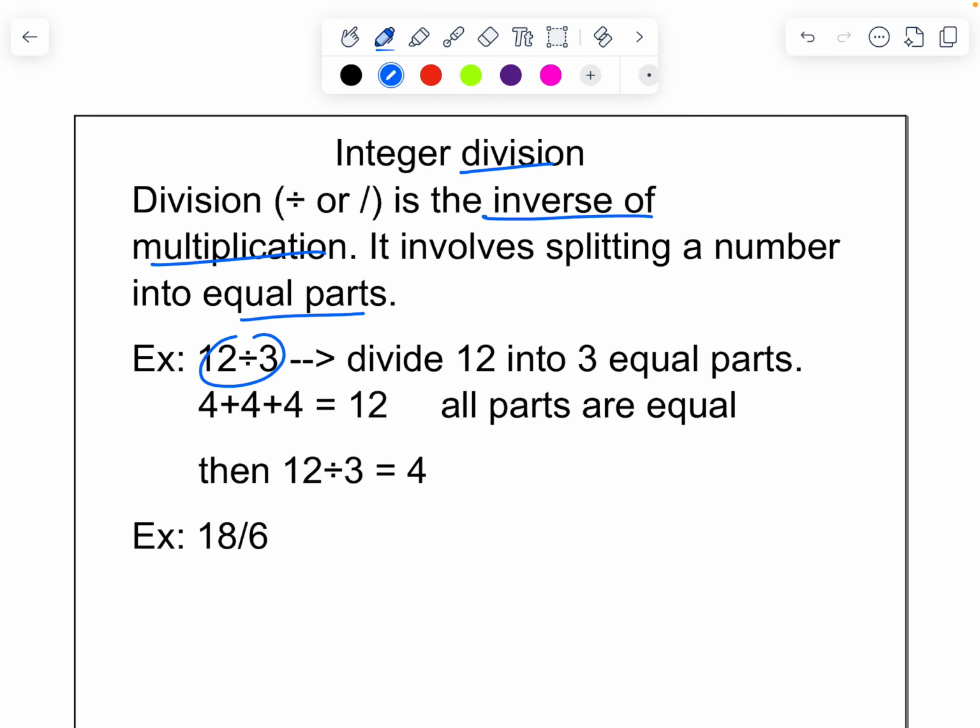So for example, 12 divided by 3. Can we divide 12 into 3 equal parts? In fact, 4 three times is equal to 12. So then 12 divided by 3 equals 4. Again, we do have the button on the calculator, so you can try that. 18 divided by 6 should equal 3, and that's because 3 plus 3 plus 3 plus 3 plus 3 plus 3. That's 6 equal parts that add up to 18.